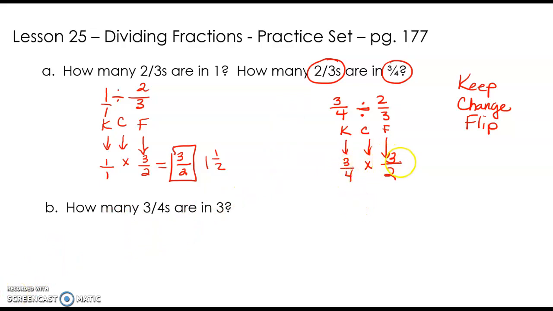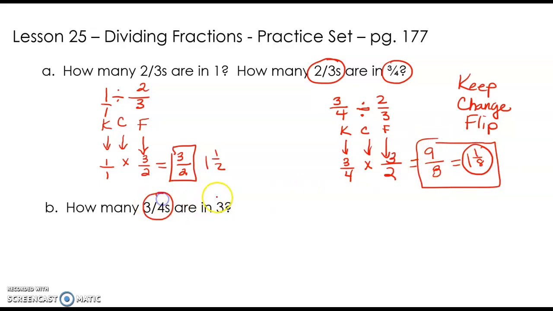Okay, once we've done the keep, change, flip, we can multiply across. So I have 3 times 3 is 9. I have 4 times 2 is 8. And when I divide, I get 1 and 1/8. So either one of these will work for me. Really, this one would be better.